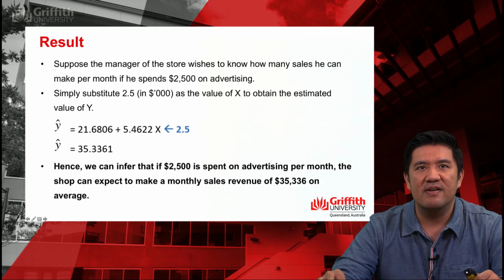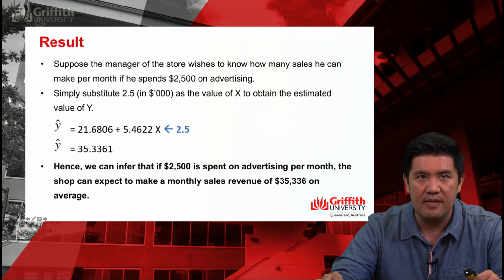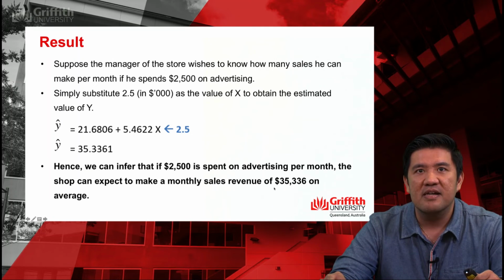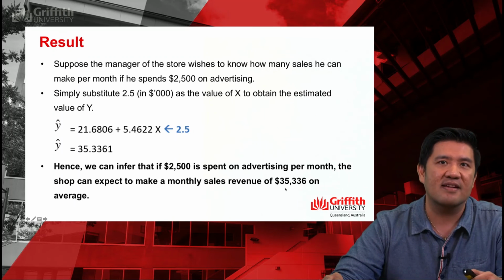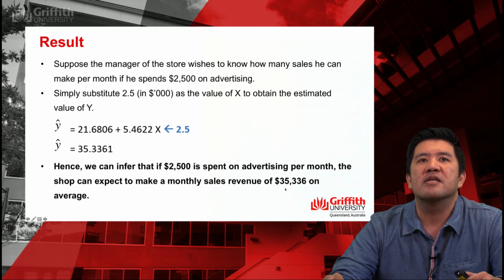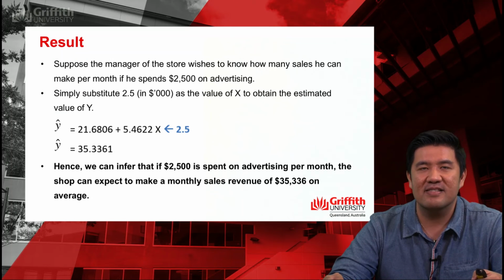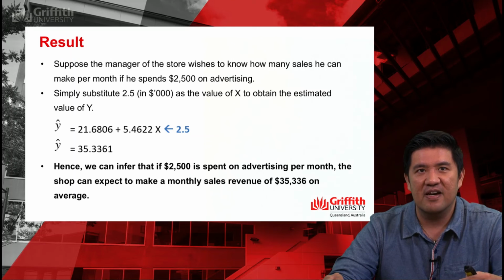Hence, we can infer that if $2,500 is spent on advertising per month, the shop can expect to make a monthly sales revenue of $35.3361 in thousands, yes, $35,336 on average. Quite simple, guys. This is what we call doing a basic forecast for the value of y for a given value of x.